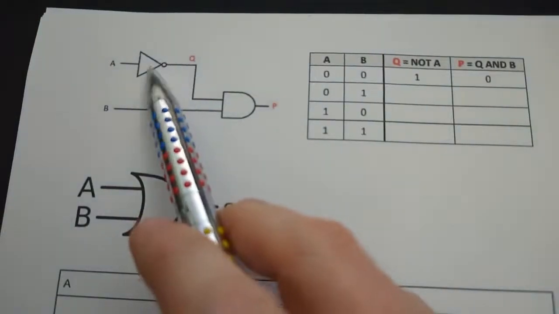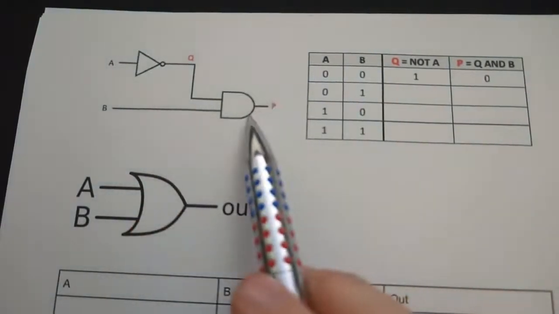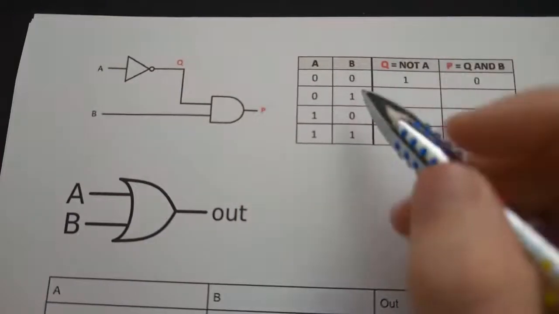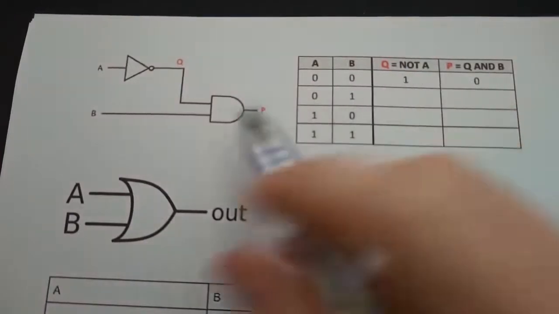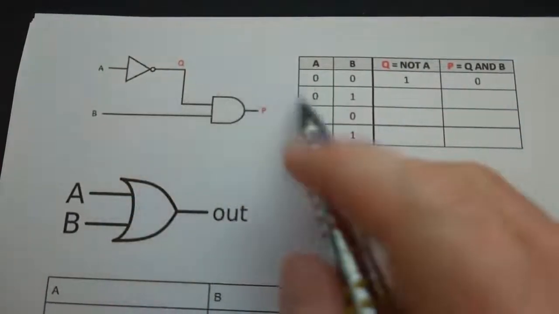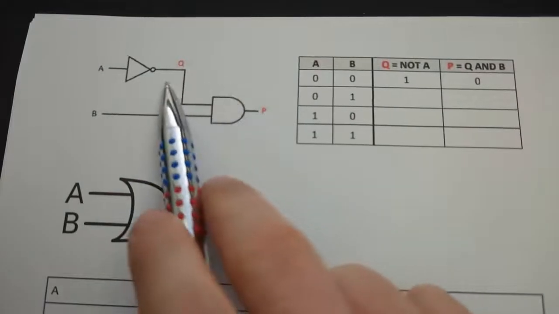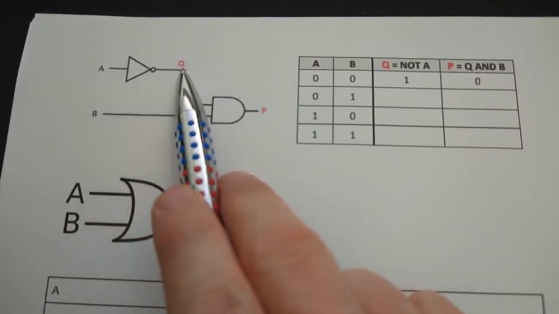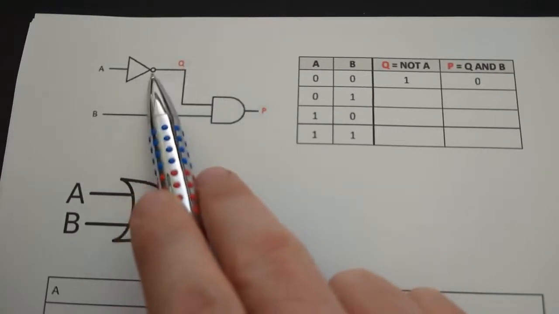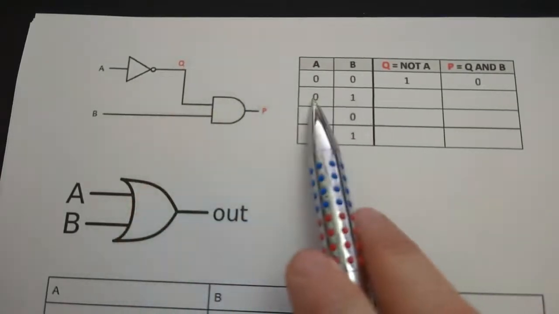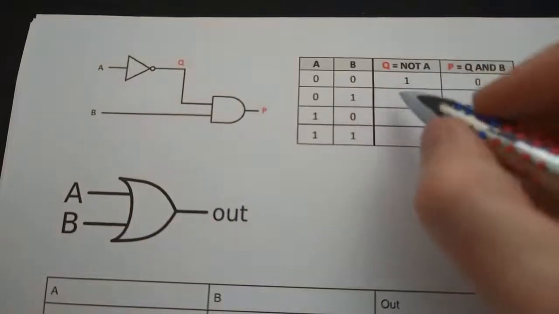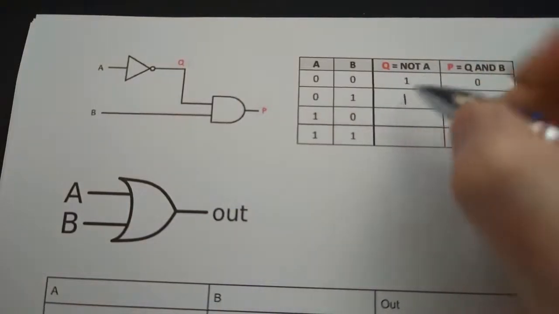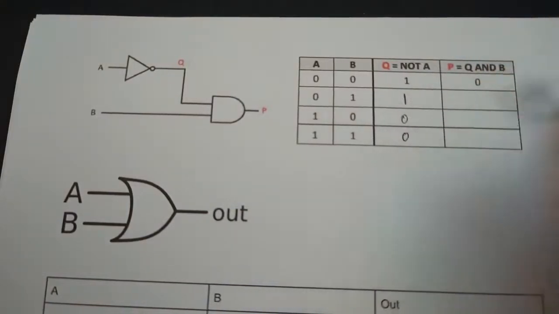We've got a NOT gate, we've got an AND gate, and we have to complete this truth table for this circuit here. So you'll see whatever goes into A, at point Q here, will have gone through the NOT gate, so it'll be the opposite of A. So we can do that first. Zeros will become ones, ones will become zeros.